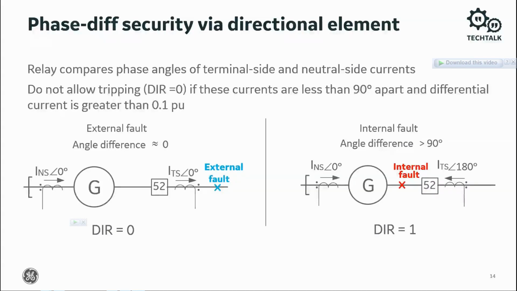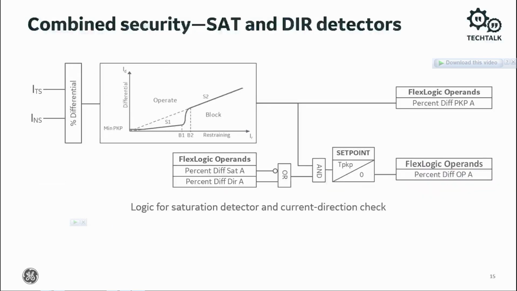An internal fault on the right has angles around 180 degrees because of the wiring of the CT polarities. The direction detector declares an internal fault, DIR equals 1, for an angle difference greater than 90 degrees. The direction and saturation detectors combine for differential element security.